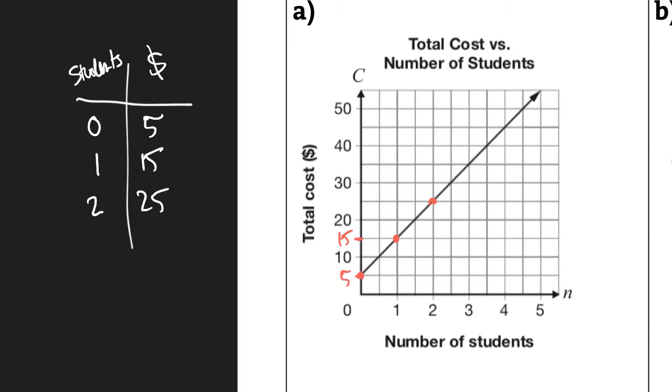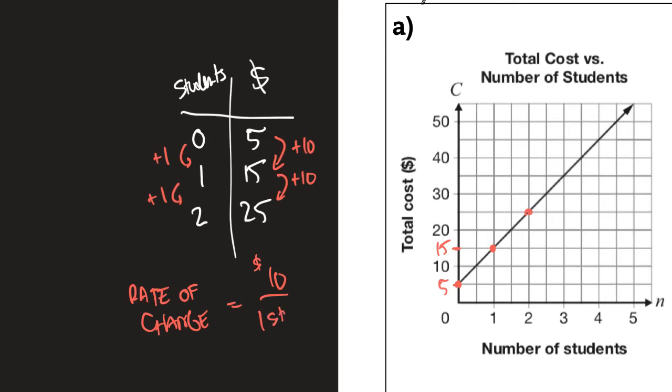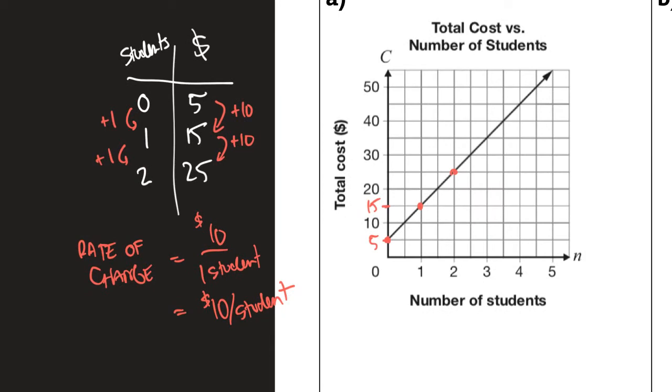So how do we find the rate of change from this? Well, we look at what it goes up by, right? So 5 to 15, we're going to add $10 for 1 student, right? Plus 1 student. And then from 15 to 25, we're adding another $10 for another student. So the rate of change is going to be $10 per 1 student, or just clearly $10 per student, right? Okay. So that's the first part of our equation, right?